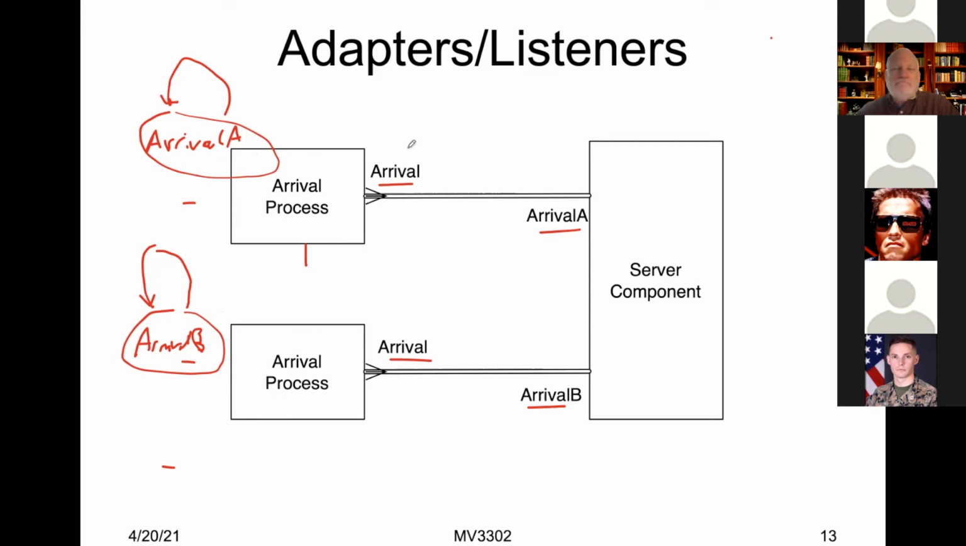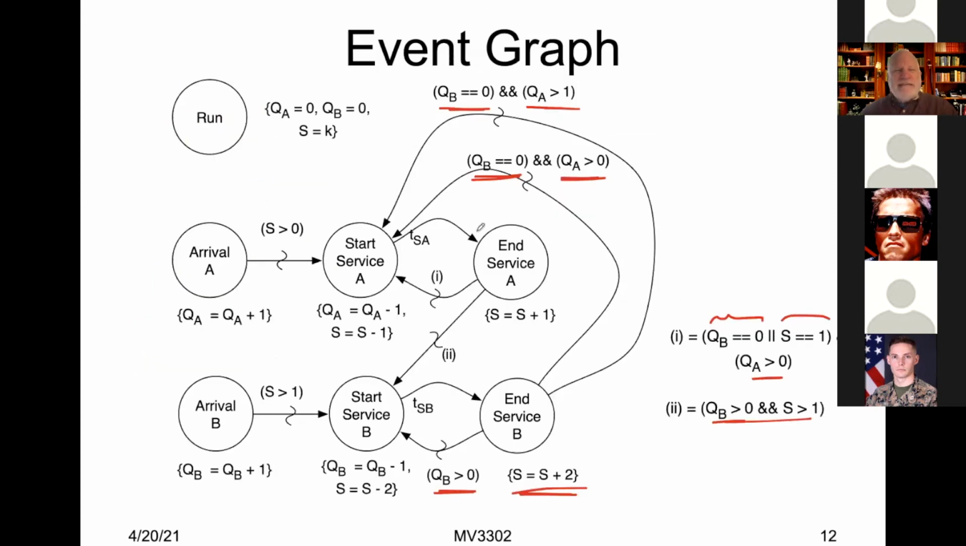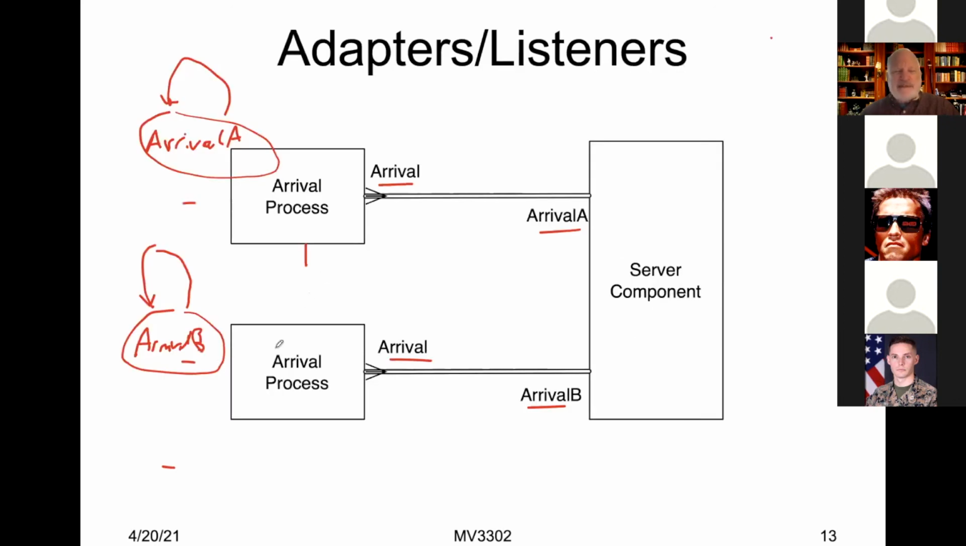So you would write an adapter for arrival A, or you put that in the server component? No, I don't put it in the server component, because the idea is that the server component doesn't know where these things are coming from. There are actually a number of different ways of doing this. For example, instead of an arrival process driving this, I could have another multiple server queue driving this, and then I could adapt end service to arrival A, and that would work just as well.